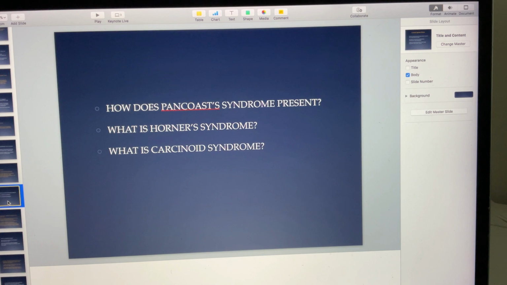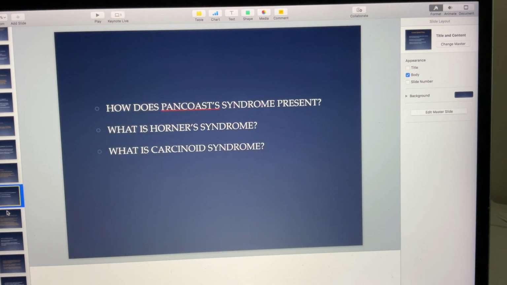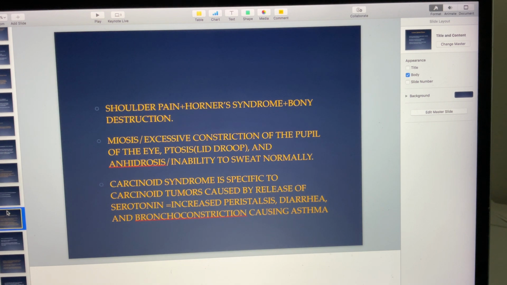How does Pancoast syndrome present? What is Horner syndrome? What is carcinoid syndrome? So Pancoast tumor, you're going to have shoulder pain, Horner syndrome, plus bony destruction. Okay, so the next question is, what is Horner syndrome? That is excess constriction of the pupil of the eye, which we call miosis. You could also have ptosis, which is drooping of the eyelid, and you could have anhidrosis, which is inability to sweat normally.